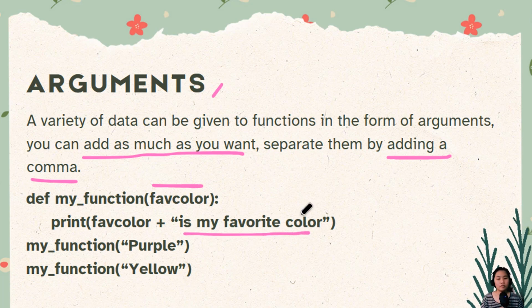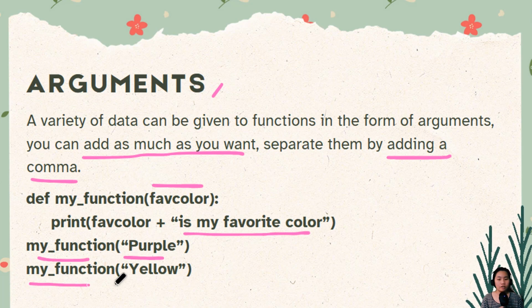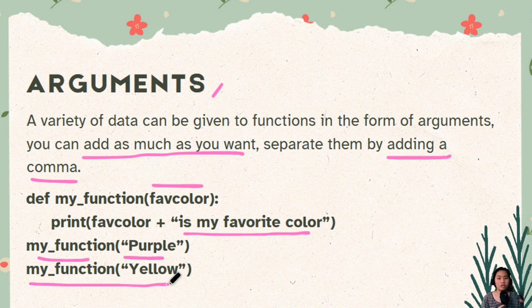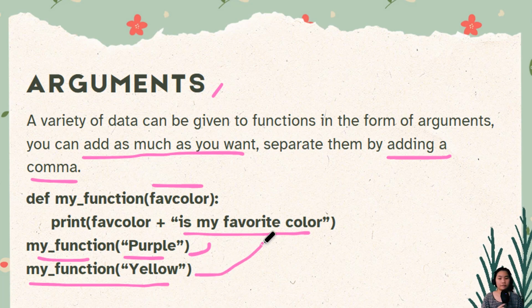Now, we're moving on to the technical argument part. my_function, this is calling upon the function, okay? my_function("purple"). my_function("yellow"). So this would print two instances of my function. The first one would be "purple is my favorite color". The second one is "yellow is my favorite color".